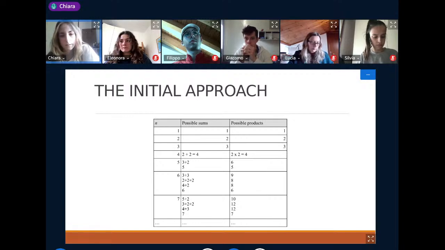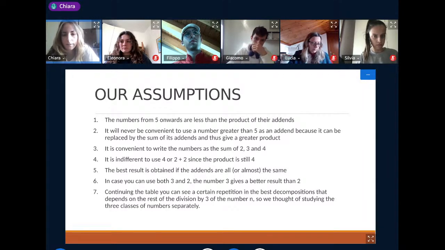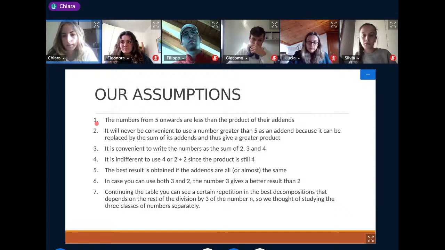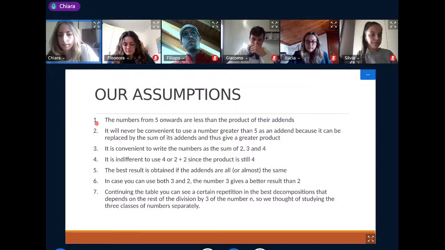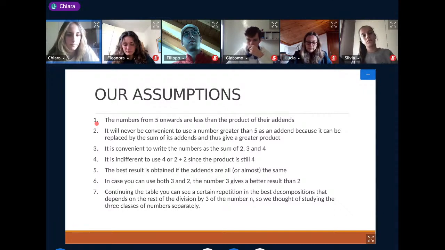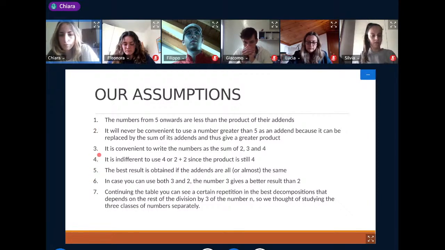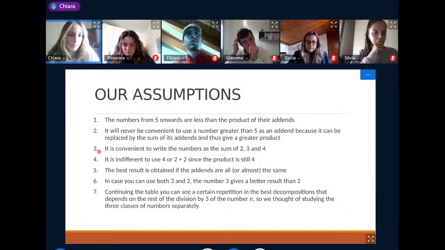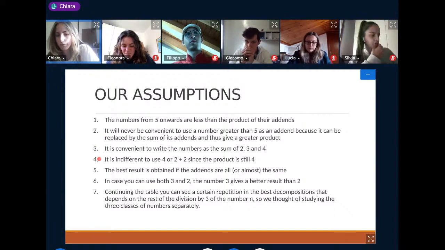As we can see, the numbers from 5 onwards are less than the product of their addends. So using a number greater than 5 as an addend will never be convenient because it can be replaced by the sum of its addends, thus giving a greater product. The most convenient thing is to write the numbers as the sum of 2, 3, and 4, and using 2 plus 2 or 4 makes no difference because the product is still 4.